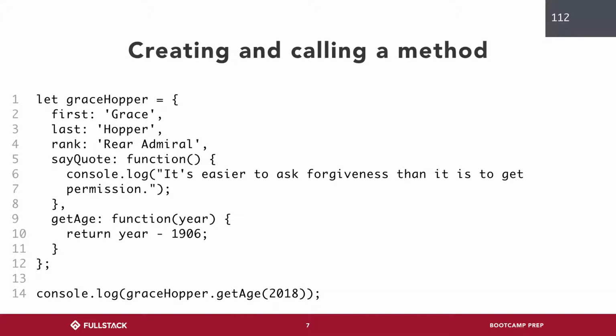So we then step into here. 2018 is now in this local functional scope known as year, and this returns 2018 minus 1906. This whole thing evaluates to 112, and that's what gets logged to the console.